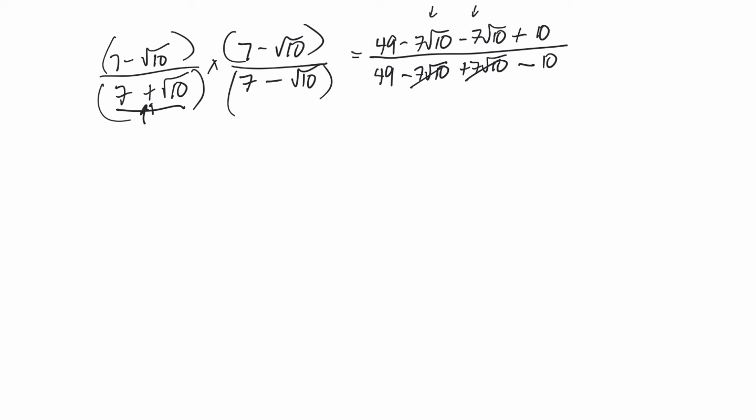Both of these are minus up top, so I can't cancel them. So I'll get 49 plus 10 would be 59, and then minus 7 minus another 7 would be a minus 14 root 10. On the bottom I have 49, take away 10, so it would be 39.